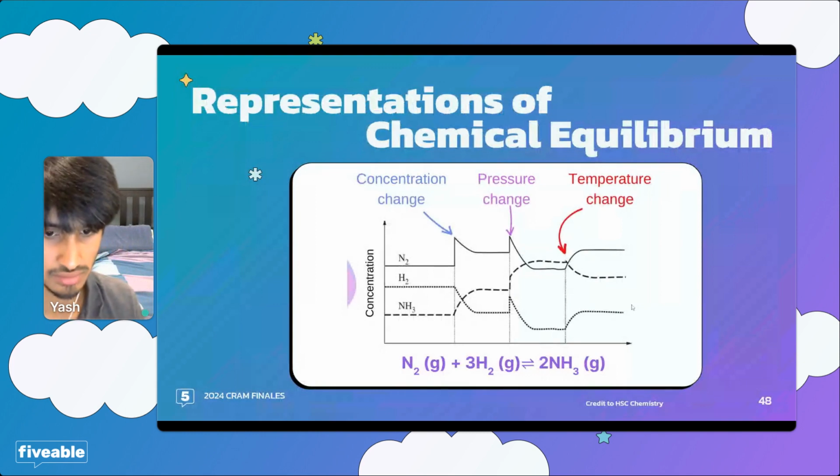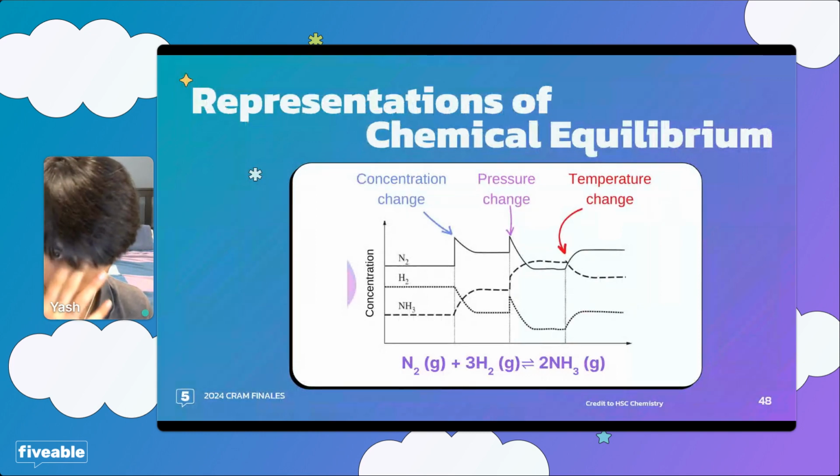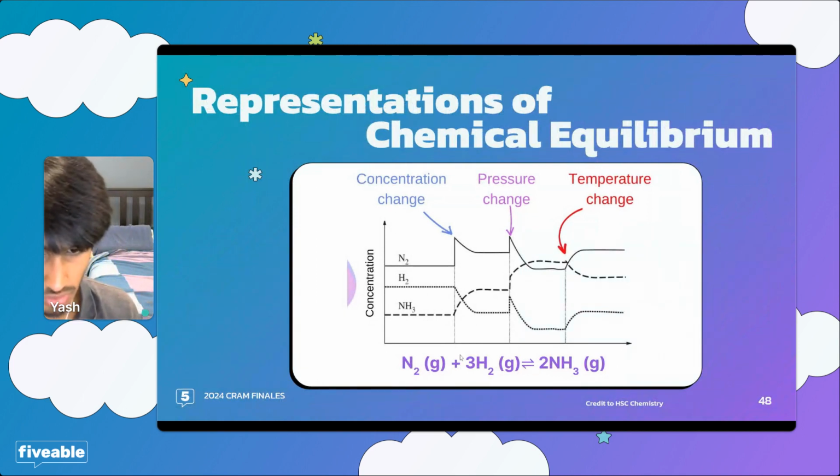This is a classic, the process to make ammonia, classic reaction. Here we have N2 reacts with 3H2 to form 2NH3, right? And on the very left side of the graph, we have a system where the system is at equilibrium. So that means all the concentrations are the same.